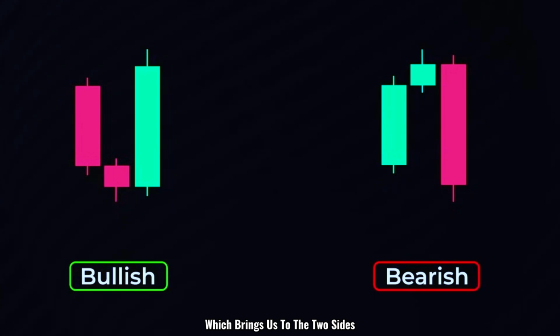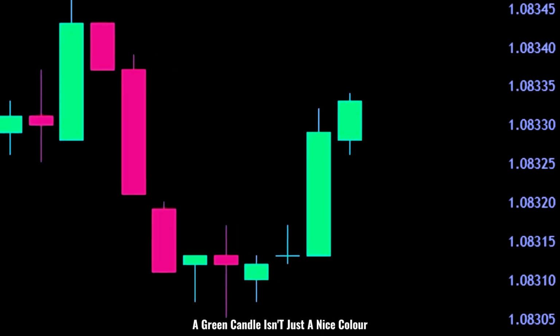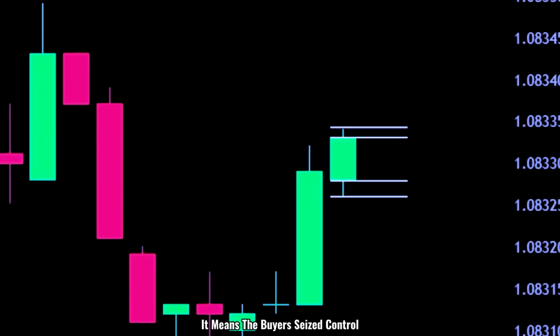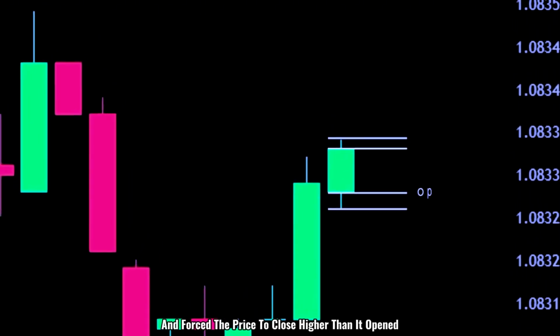Which brings us to the 2 sides fighting over this territory, the bulls and the bears. This is where the psychology of color comes into play. A green candle isn't just a nice color, it's the bullish roar of victory. It means the buyers seized control and forced the price to close higher than it opened. On the flip side, red represents bearish footprints. The sellers absolutely dominated the session, dragging the price down.